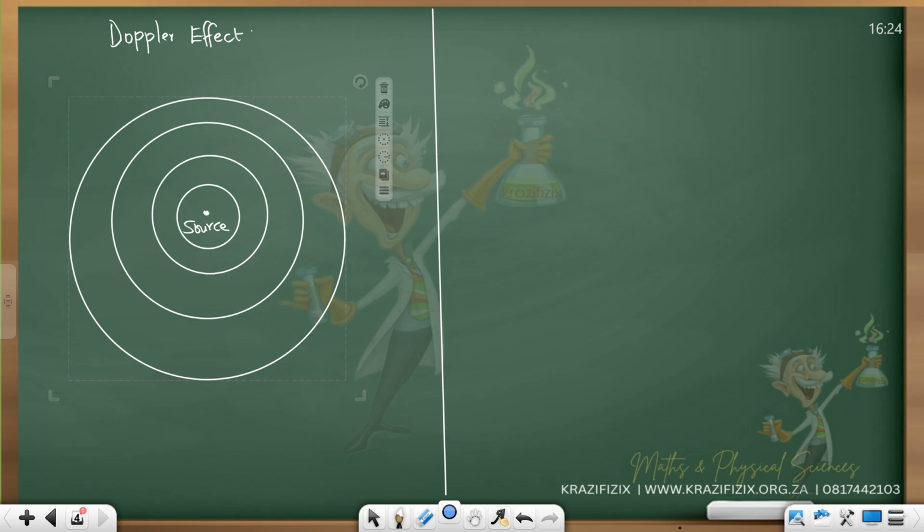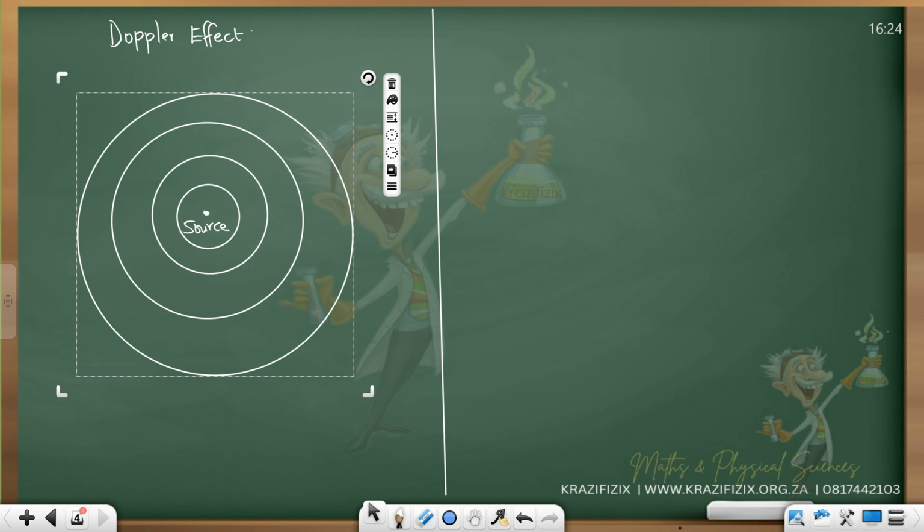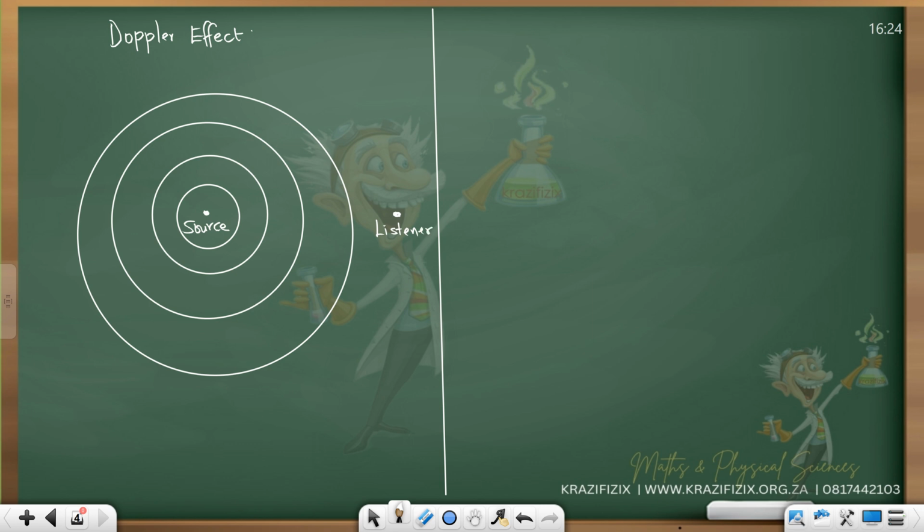So if I have a source that is producing sound waves, I want you to see something here. If my source is not moving, a stationary source, let's have a guy here, which we'll call a listener, listener 1, and let's have listener 2. With all of them stationary, this is what you will observe. The sound will reach both listeners at the same speed, because they are all stationary. So we're going to start from this.